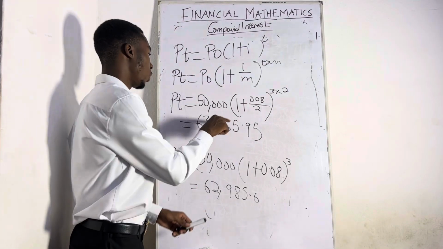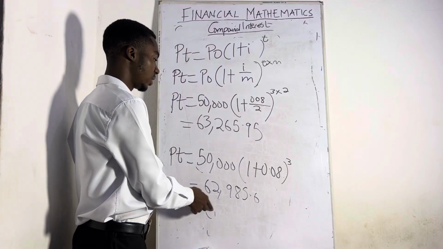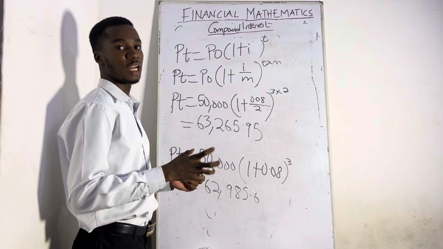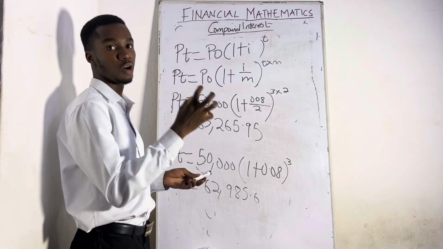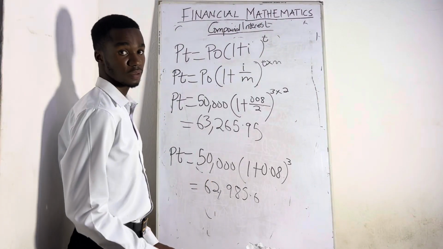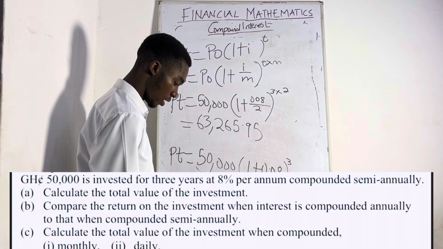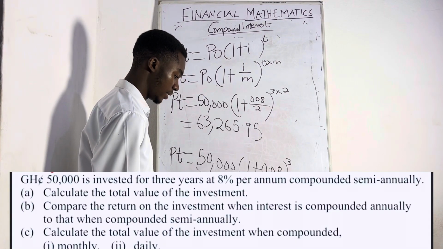You get it? And obviously 63,265.95 is more than 62,985.6. So you just conclude that when this is compounded semi-annually, it gives you more returns. Do you get it? So that's how you go about it. So let's go to the C part of the question. The C says calculate the total value of the investment when compounded (i) monthly, (ii) daily.